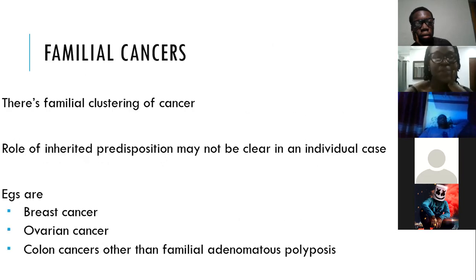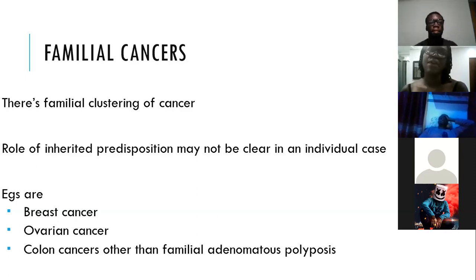Then we have familial cancers. So for familial cancers, it runs in the family. There's familial clustering of the cancer. So an example of this is breast cancer, then ovarian cancer and colon cancer. So what has been realized is that we haven't really discovered whether these are transmitted by autosomal genes or whatever. But what has been observed is that there's a pattern in families. And so these are some of the reasons why family history is also very important.